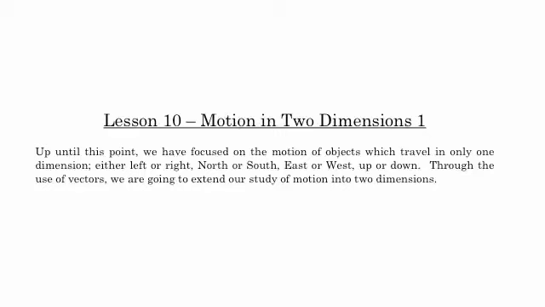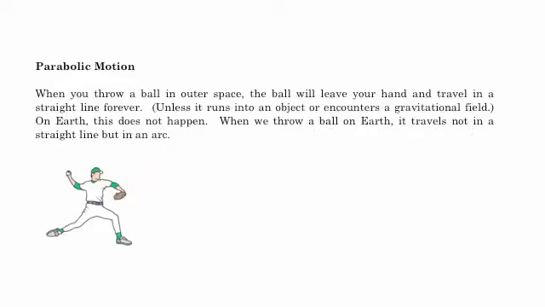And until this point, we've really looked at the motion of objects that travel in one dimension. So cars that are either accelerating or moving left or right, or north or south, or east or west, or up or down. Okay, but through the use of vectors, we're going to extend our study of motion into two dimensions. So looking at things that move left and right and up and down, and do so simultaneously. So let's begin by discussing parabolic motion or projectile motion.